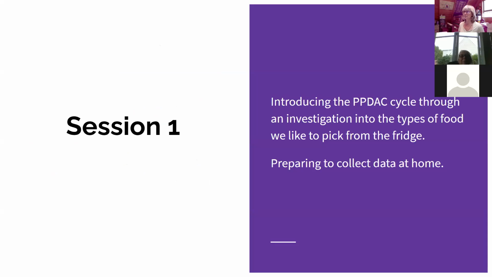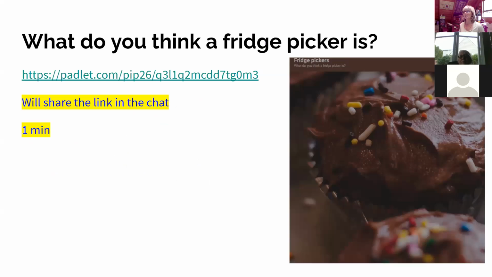So this first session in the activity that's online gives an introduction to the whole PPDAC cycle through an investigation into the types of food we like to pick from the fridge. It also sets the students up to collect some data at home. So that's the first session in the unit of work.